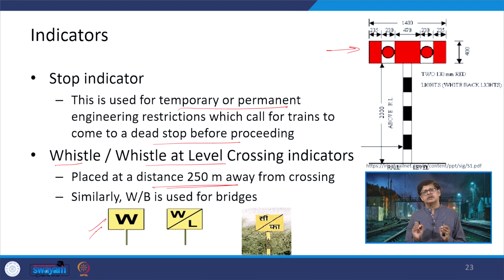That means at this particular location you need to blow the whistle. If it is W/L, that means you are approaching a level crossing, kindly blow the whistle. And if it is, say, WB, then that means you are approaching a bridge, again it says blow the whistle in that case. Here it is written in Hindi, it means you are approaching a fatak. So, that is how the information is given. These two are the same thing.